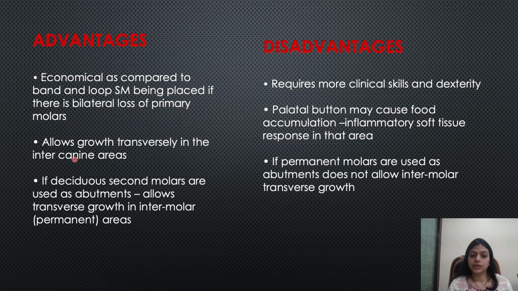Okay. Advantages: it is economical as compared to band and loop space maintainers being placed if there is bilateral loss of primary molars. It allows the growth transversely in the intercanine areas. If deciduous second molars are used as abutment, it allows the transverse growth in the intermolar area as well. And disadvantages: it requires more clinical skills and dexterity. The palatal button may cause food accumulation and inflammation of the soft tissue in that area. And if permanent molars are used as abutments, then it does not allow any intermolar transverse growth.